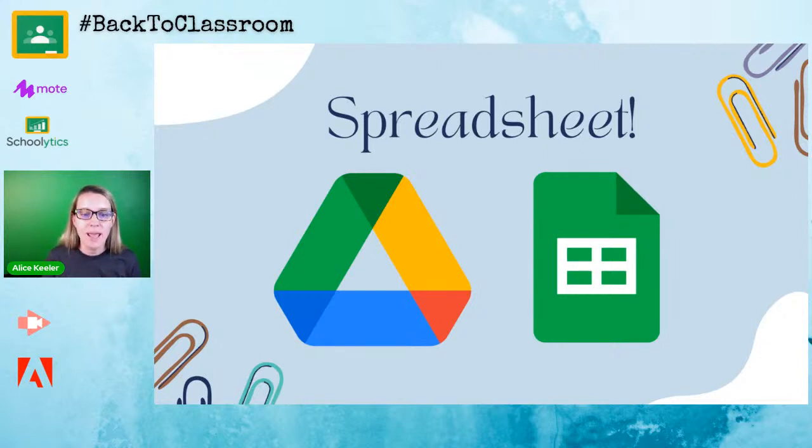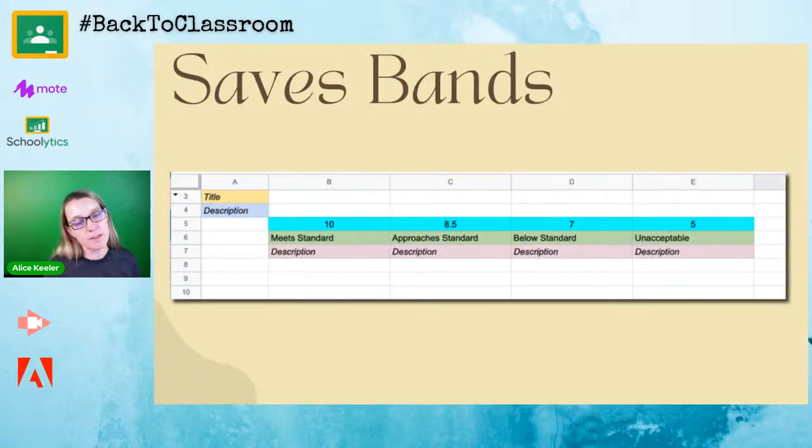Okay, so let's go ahead and take a look at how this does. When you go to alicekeeler.com/GC scoring, and I'm going to model this in a second, it's going to save your band. You see that it starts with meets standard, approaches standard, below standard, and unacceptable. Those are in there by default. So if those are the ones that you use, it's going to be there all of the time. And then every time you add a new row, those are going to be automatically copied down. So I think that's one of the big advantages to doing this with the spreadsheet.